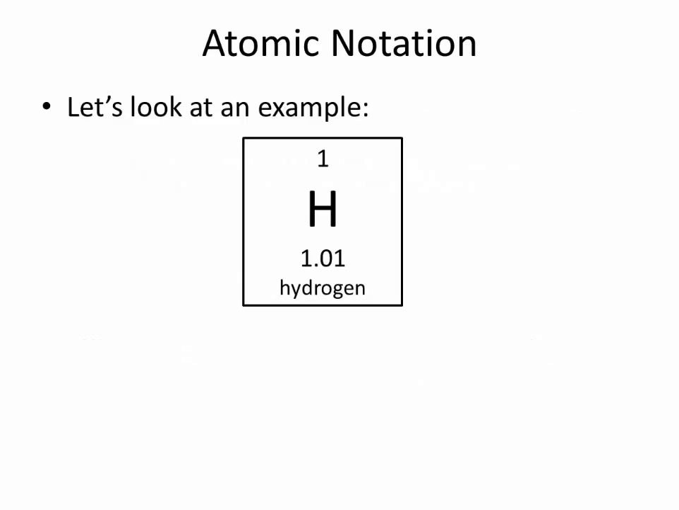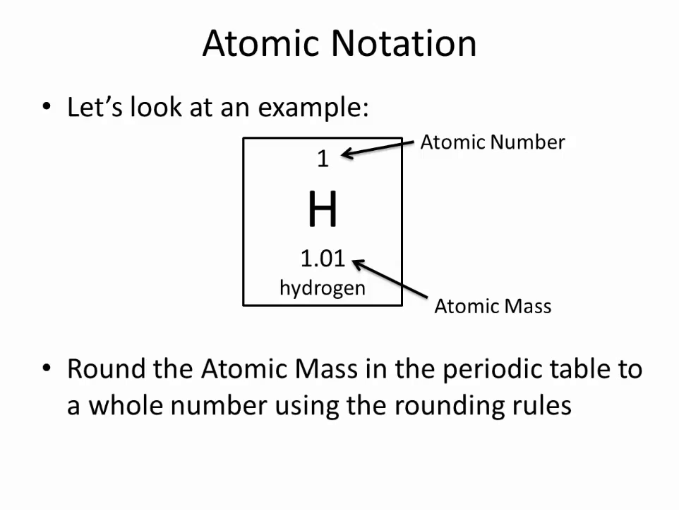Let's look at a question together. If we look at hydrogen, we can see the atomic number is 1. We can see the atomic mass is 1.01. We will then round the atomic mass in the periodic table to a whole number using the rounding rules we looked at in Unit 1.